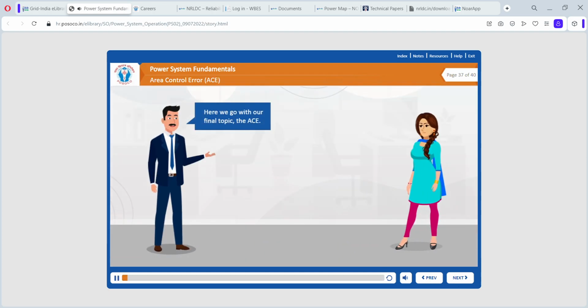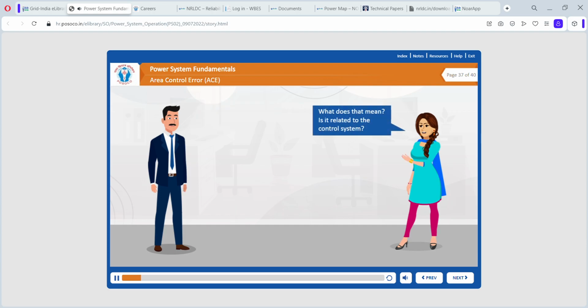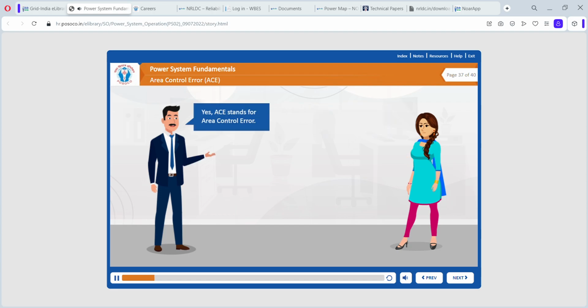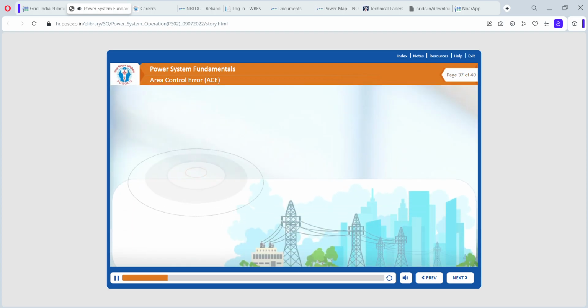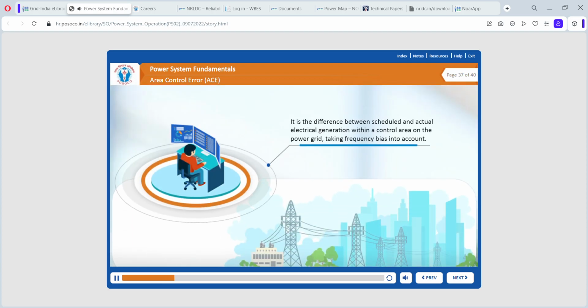Here we go with our final topic, the ACE. What does that mean? Is it related to the control system? Yes, ACE stands for Area Control Error. It is the difference between scheduled and actual within a control area on the power grid, taking frequency bias into account. So ACE is how much a control area is to contribute to bring frequency to nominal frequency, 50 Hz.